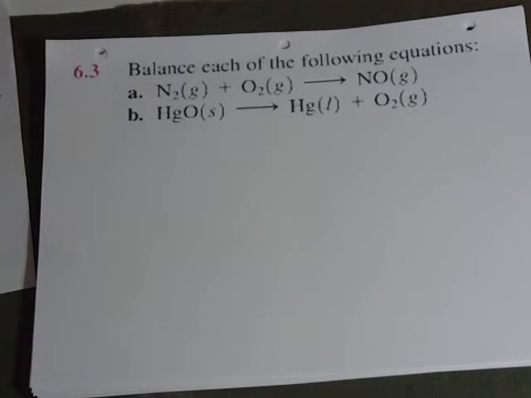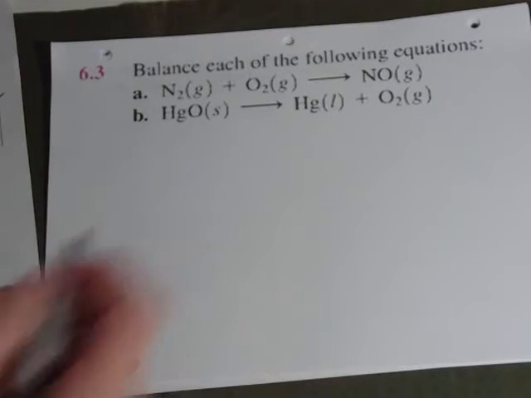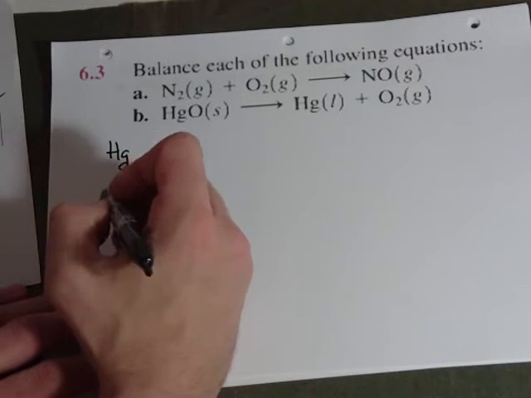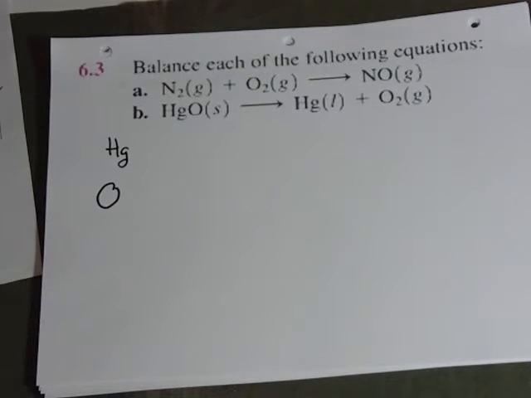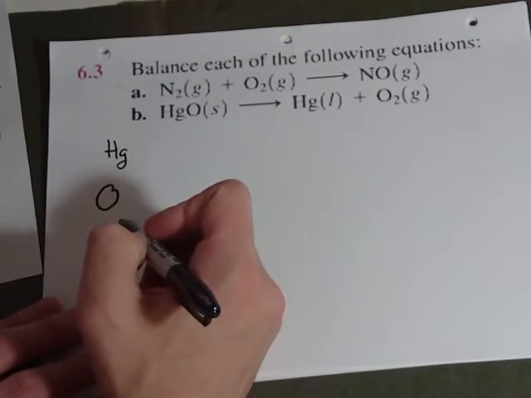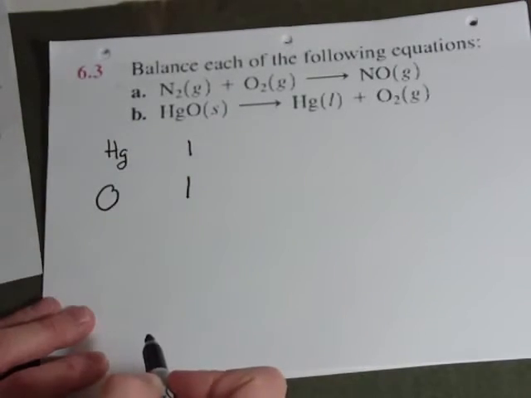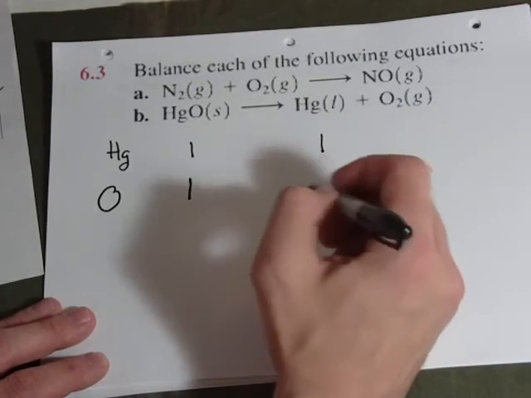So we're going to start off by going over balancing these chemical equations. The first one we'll do is 6.3, letter B. What I suggest you do is write out the different elements found in the equation. We find Hg, which is mercury, and O for oxygen. On the reactant side of the equation, there's one mercury and one oxygen. On the right hand side, there's one mercury and two oxygens.